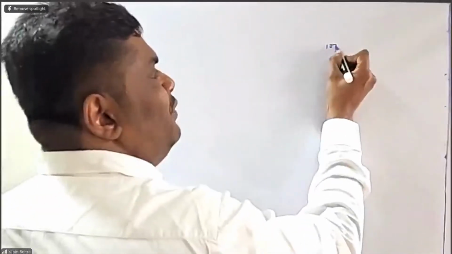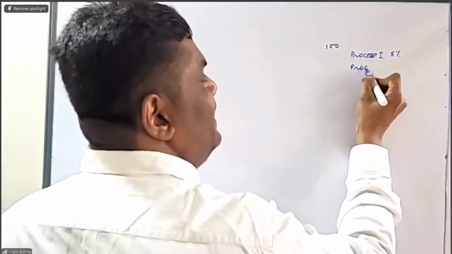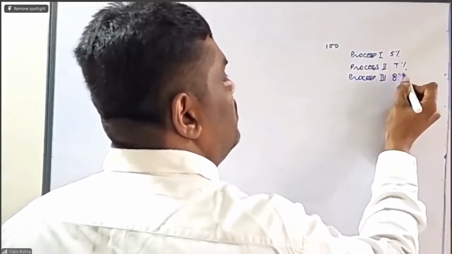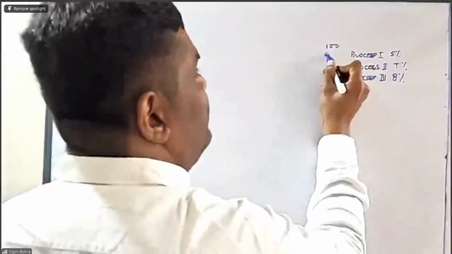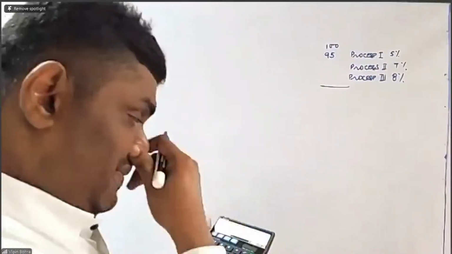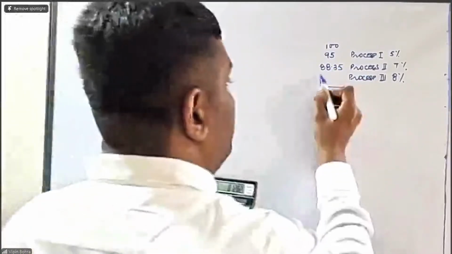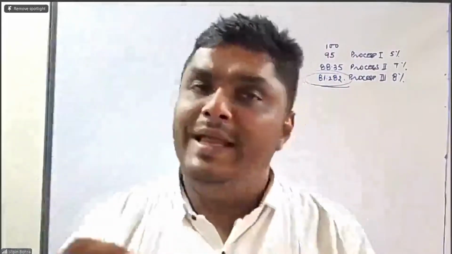See, Yamini, the concept is very simple. Let's assume my input is 100. So we will subtract the loss of process first, 5% let's say. For process second, let's say it is 7%, and for process third, let's say it is 8%. So ultimately, what will be my output? 100 minus 5%, so output will be 95. 95 minus 7% is 88.35. And again, if we minus 8%, it will be 81.282. So the equivalent value of output will be 81.282.